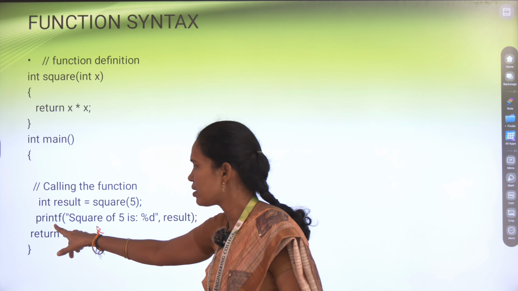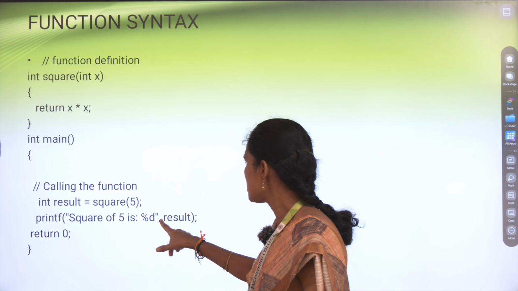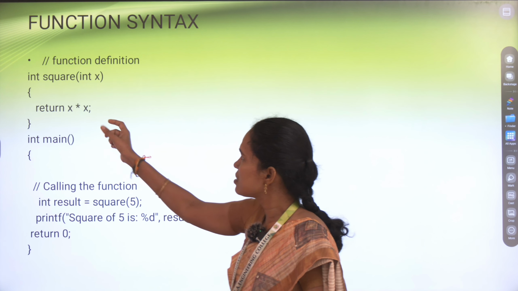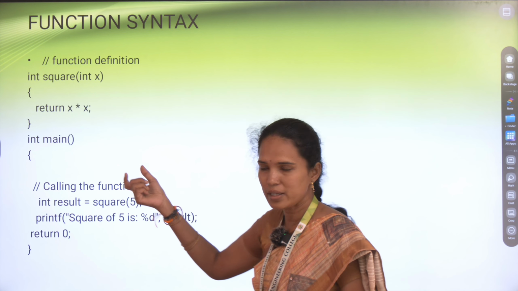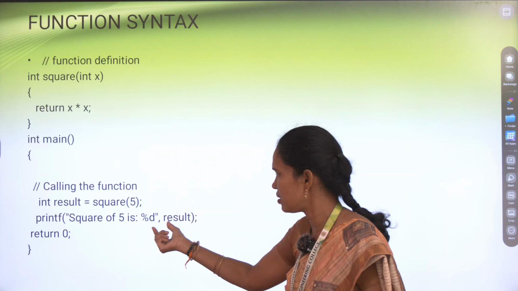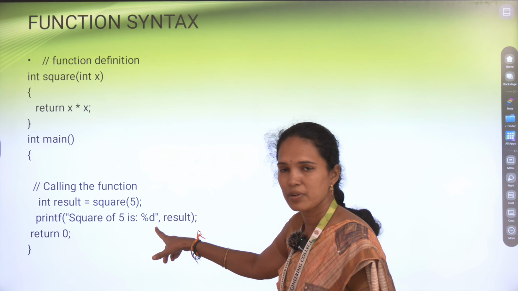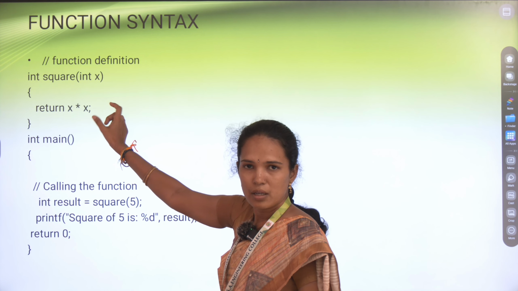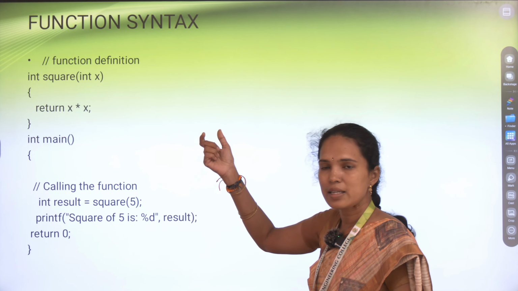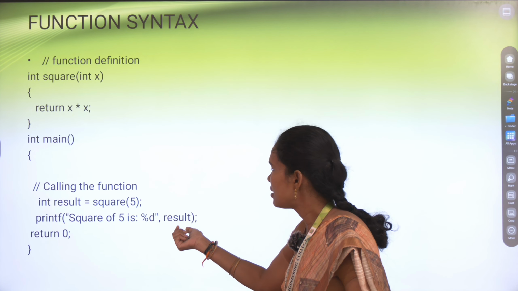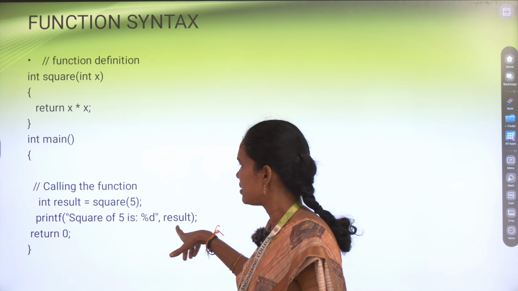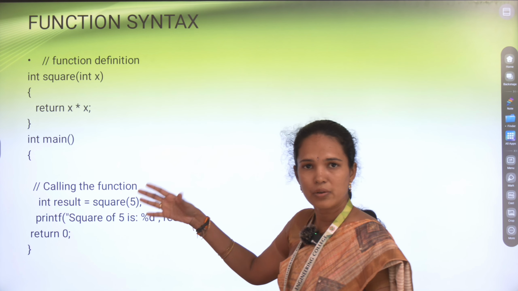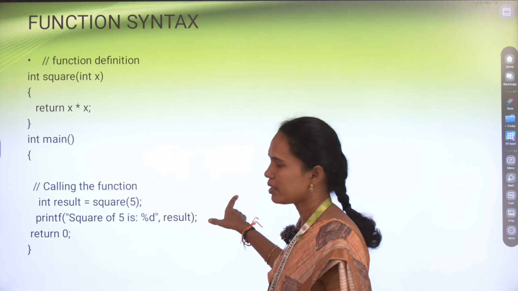It will be returned. What I'm printing here is square of 5 is %d, result. You know why I'm using %d here? Because I'm using an integer value. For an integer value, we use %d, right? That is the format specifier, we have to use %d. So %d is for int square, because we are using an integer function. Comma result. So the result will be printed here. int result is equal to square of 5, that is 25. So 25 will be printed as the output here.